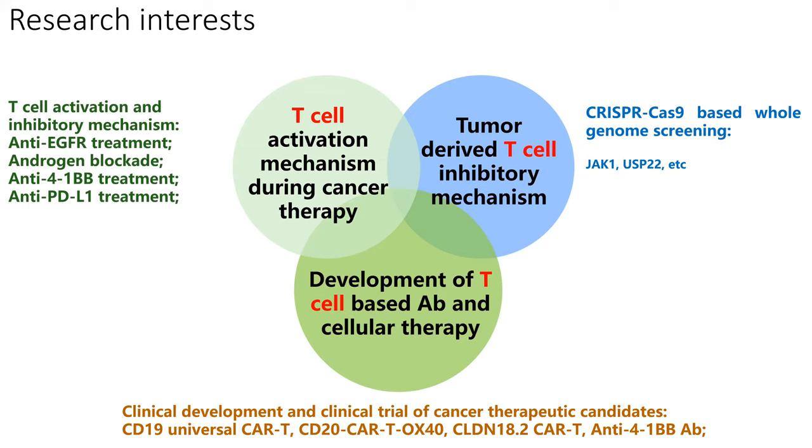We identified JK1, USP22. Finally, based on the newly discovered mechanisms, we try to develop T cell-based antibody and cellular therapy in both preclinical models and in patients. Today, I'm going to share one story about optimization of CAR T therapy in our lab.